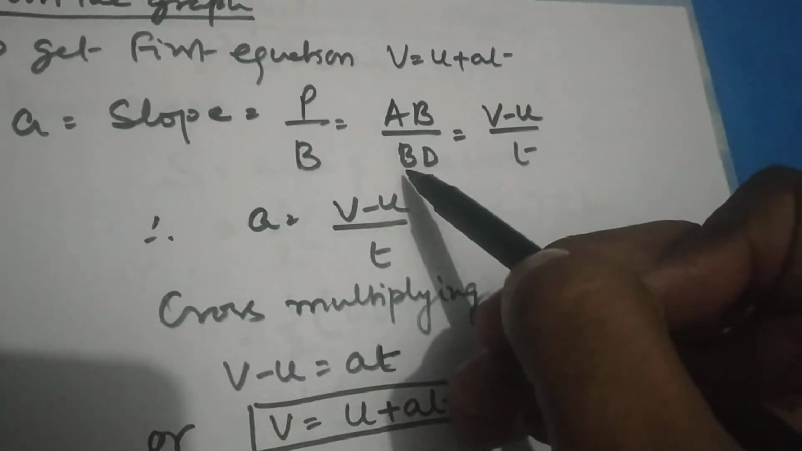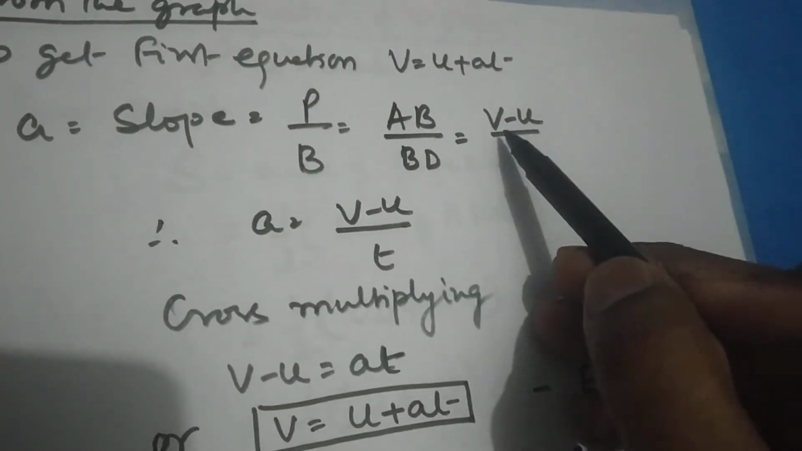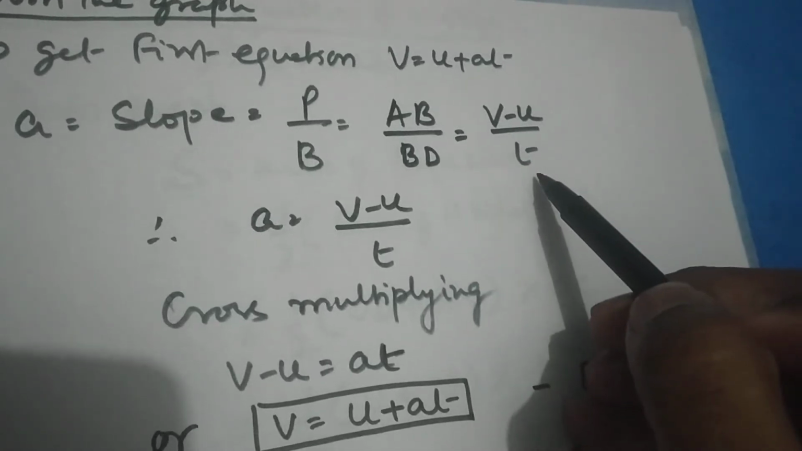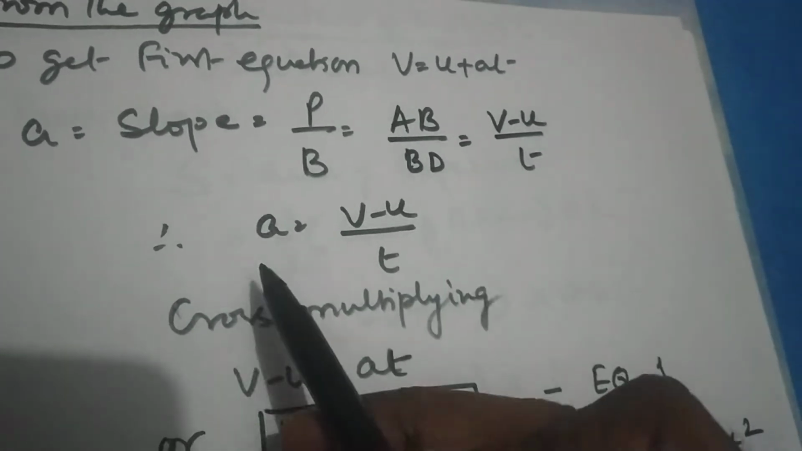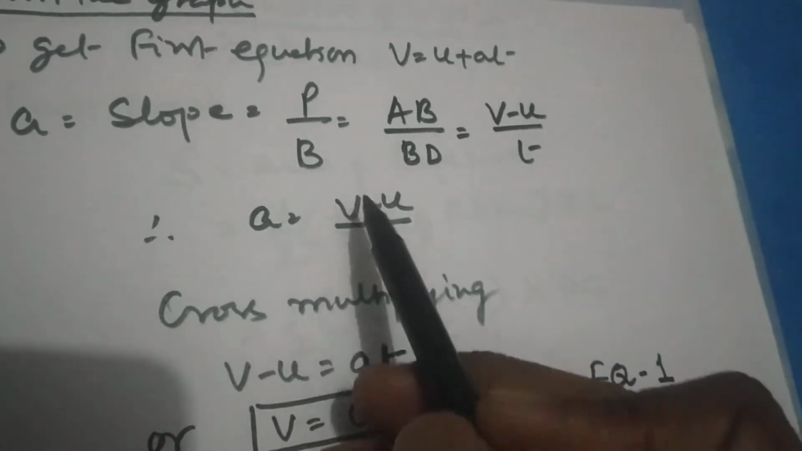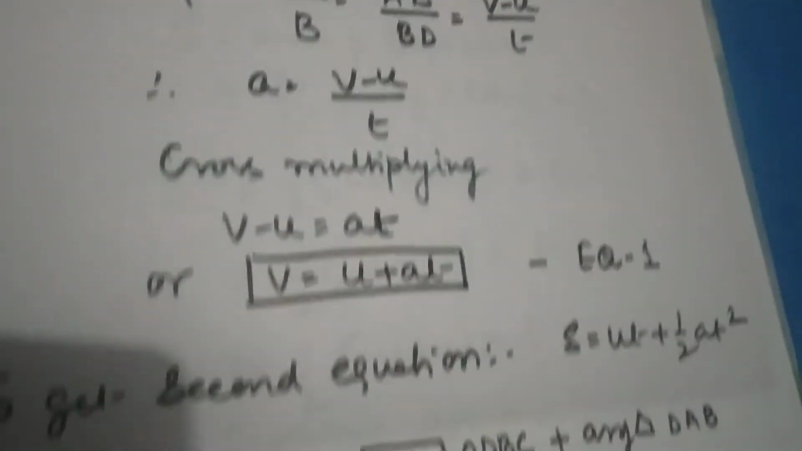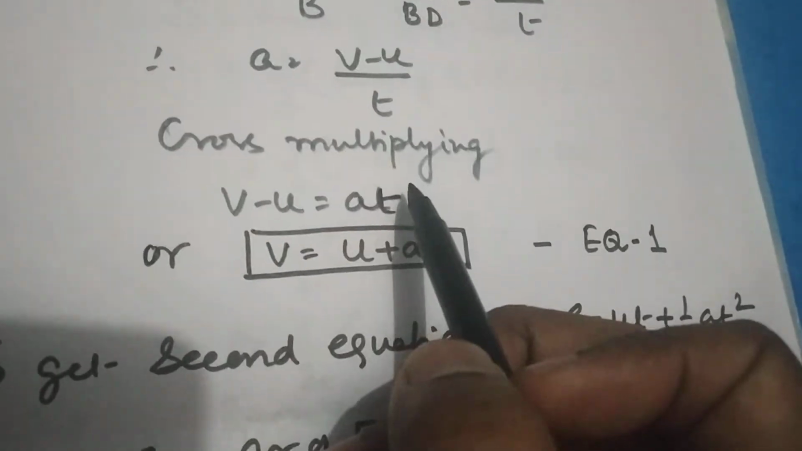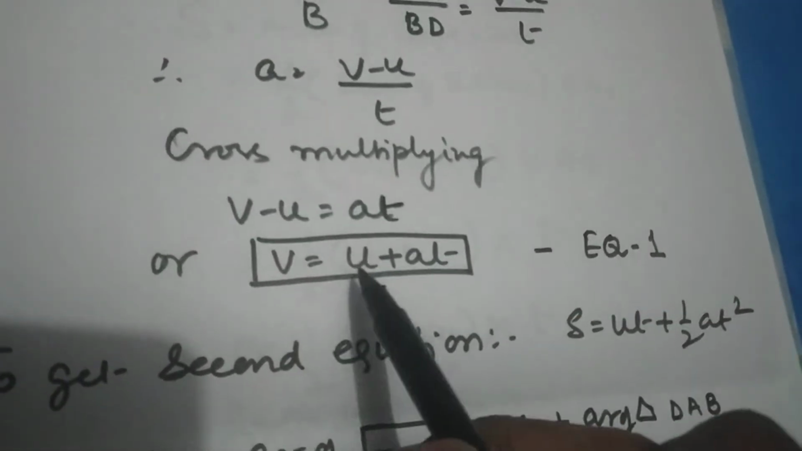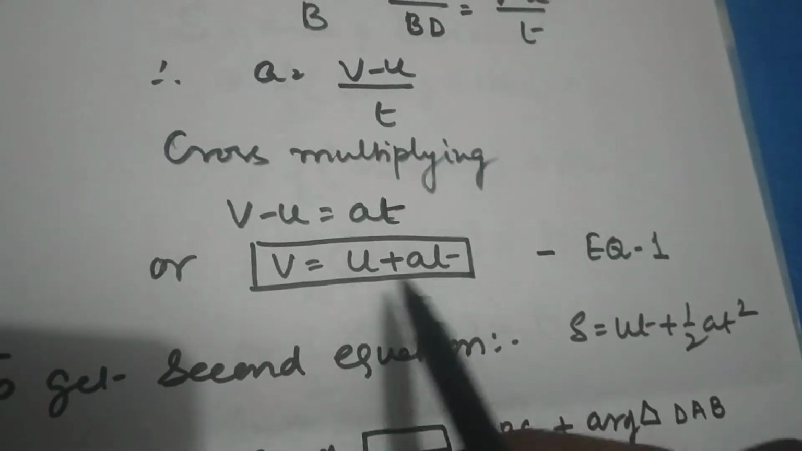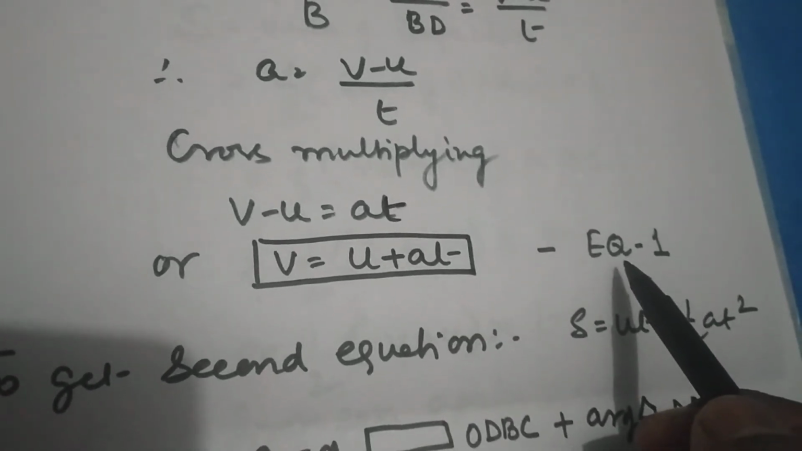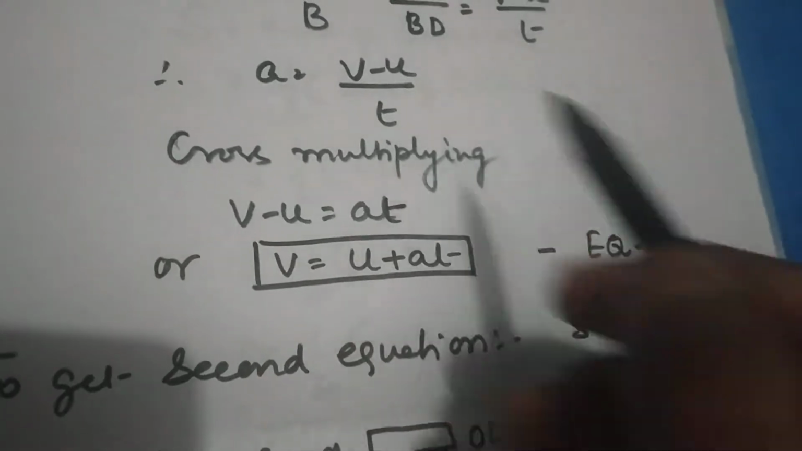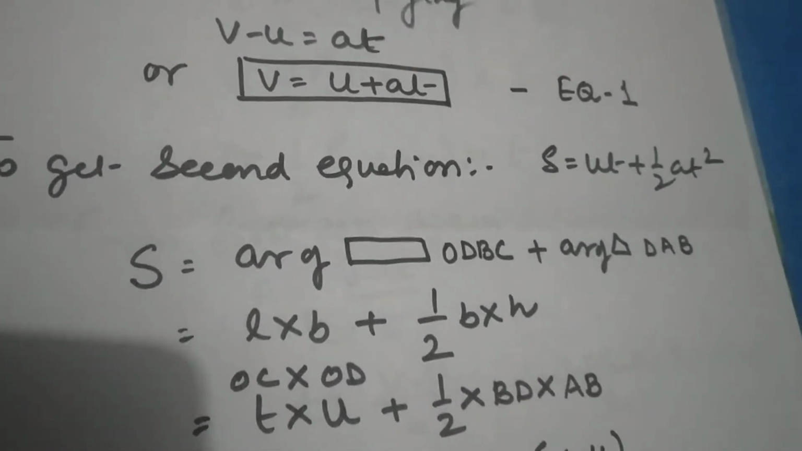So what we have written: AB upon BD. AB is v minus u, BD is t. So a is equal to v minus u by t. Cross multiplying, v minus u is equal to at. Taking u to the other side, the minus sign becomes plus. So v is equal to u plus at. So you get equation number 1. Understand them properly and practice them well.